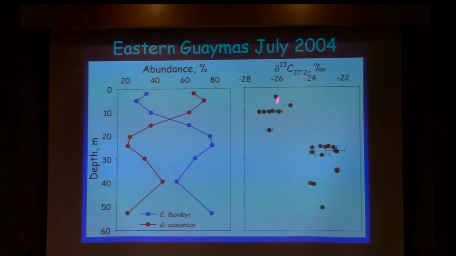Well, the scare was, look at these data. There seems to be a step change where the abundance of these algae change. And the difference is on the order of about 3.5 per mil. So that's 3.5 per mil. That's quite a bit.